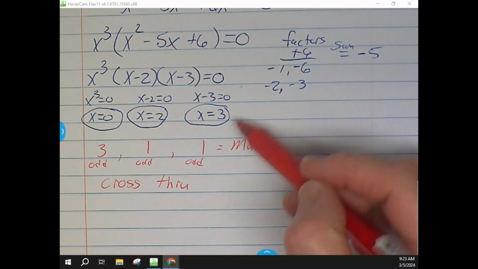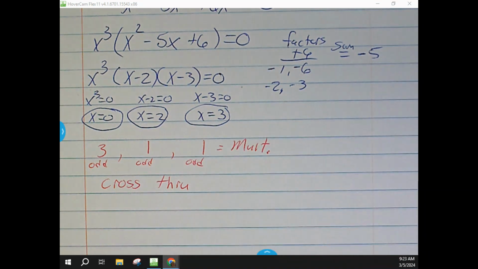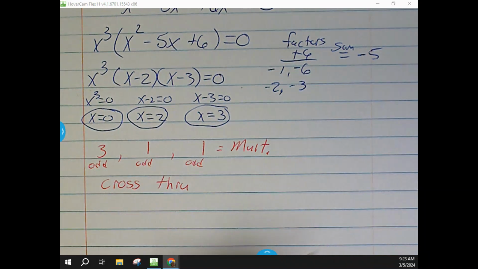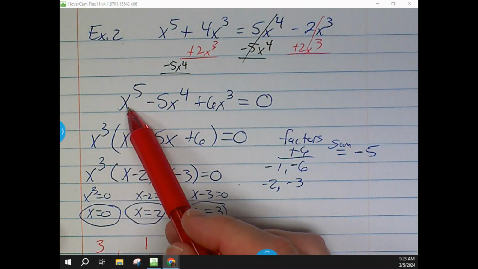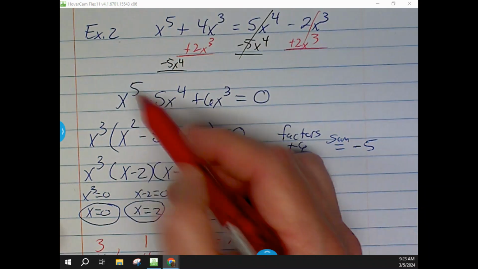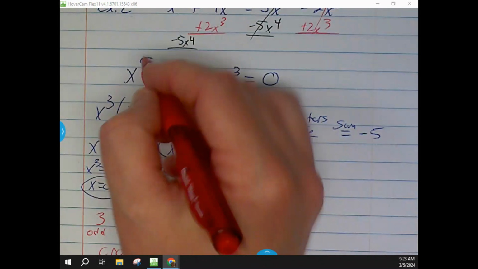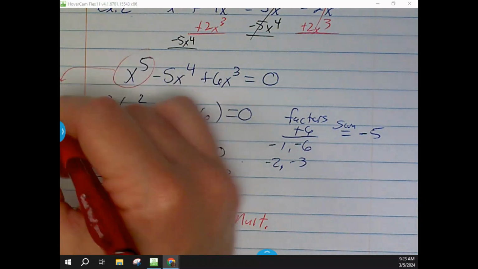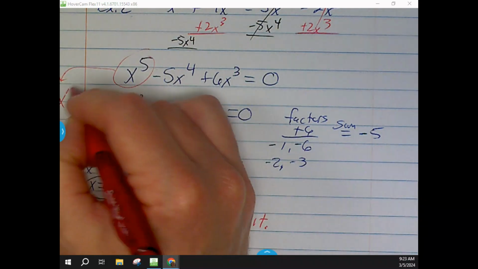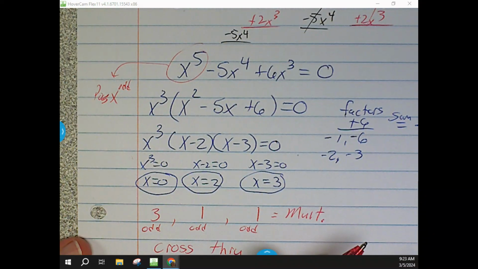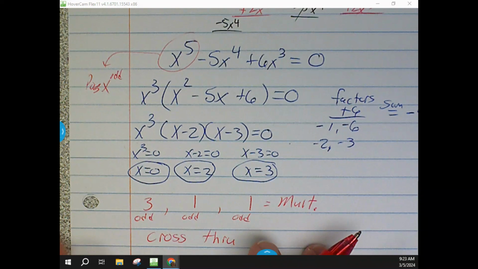Okay, so we've got our solutions. We've got our multiplicity. And the good news with this one is that because this was already written out like it was, we know that x to the fifth was our highest power. So again, if we go in behavior on this one, it's a positive x to an odd power. Oh, can't see that. There we go. So this one's going to have this graph similar to what we had on this one.